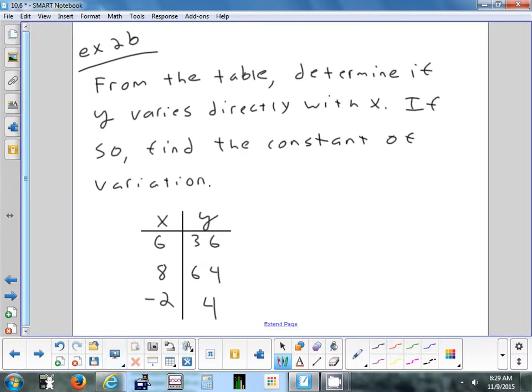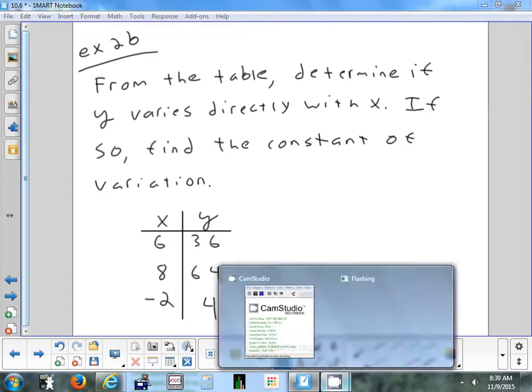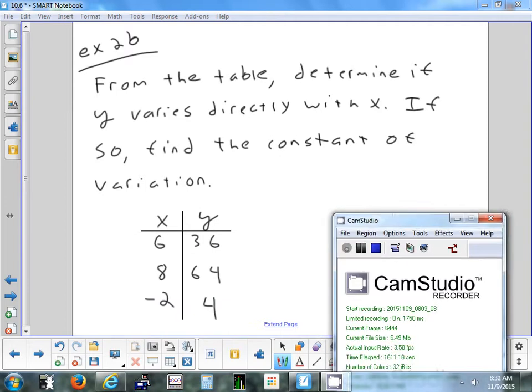Okay, same directions. Determine if you have direct variation. And if you do, find the constant. If you don't, there's no constant to find. All right, so just take a second and give that a shot.